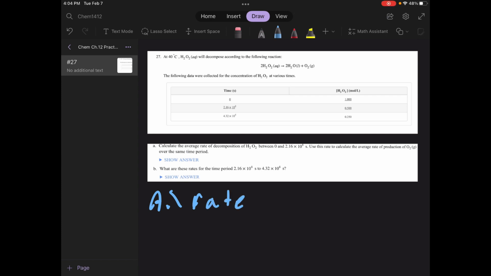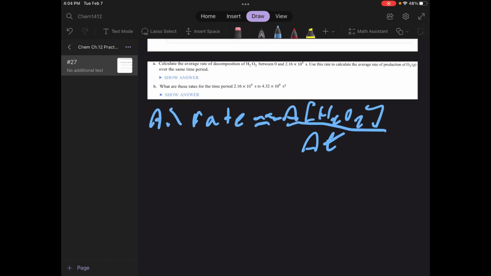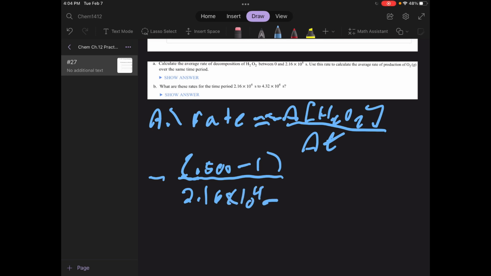So our rate, we know that equals the change of our H2O2 all over the change of time. And almost forgot the negative sign, it's supposed to be negative next to it. So pulling in our numbers for this equation, we get negative change over H2O2 to be 0.500 minus 1, over the change of time, which is 2.16 times 10 to the 4th minus 0.